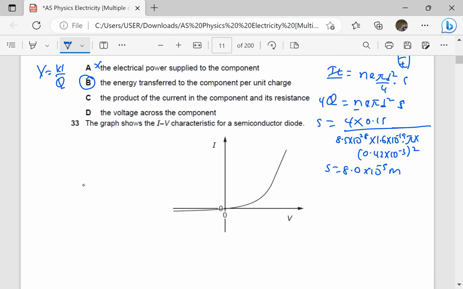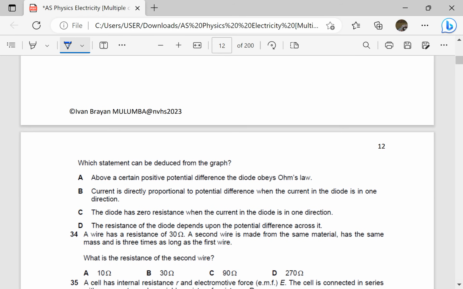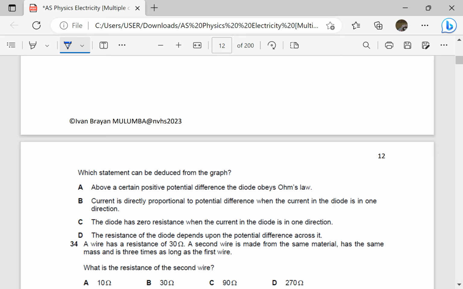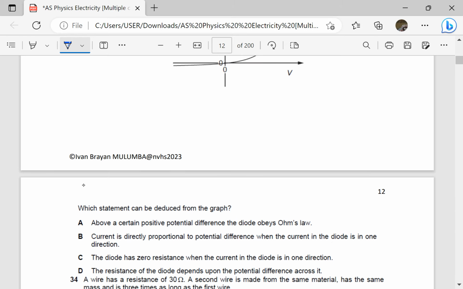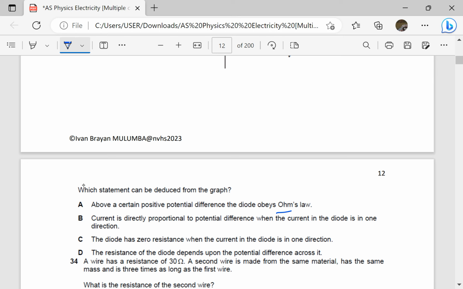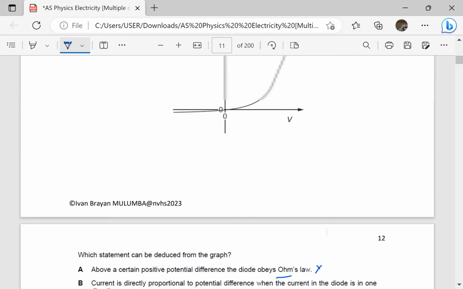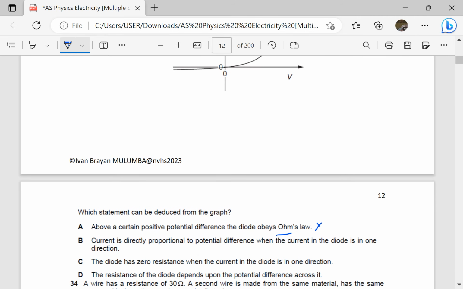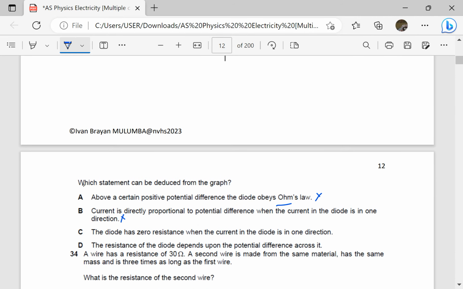The graph shows the IV characteristic of a semiconductor diode. Which statement can be deduced from the graph? Above a certain positive potential difference, the diode obeys Ohm's law. Let's check. Not at all. It is not a straight line through the origin. Current is directly proportional to potential difference when the current in the diode is in one direction. It is not a straight line. So this is also not true.